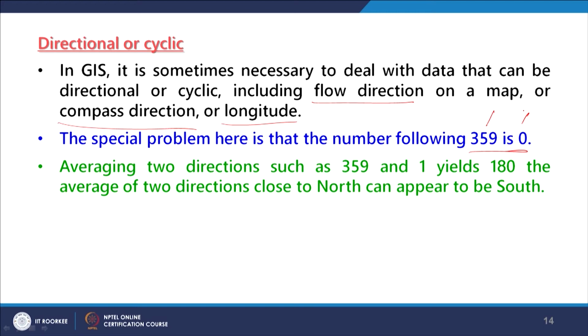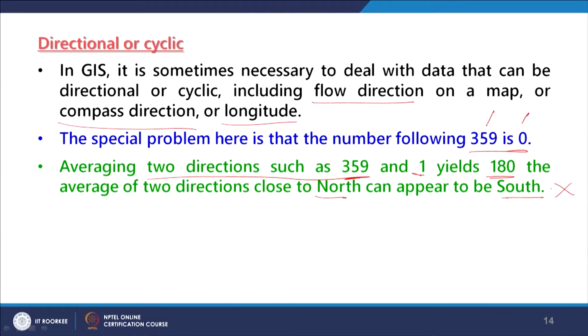So, one has to be very, very careful with directional data, and that is why I mentioned that in the field itself the characteristics of the field should have prior information about what kind of data is going to come in that column or in that database field. So, averaging two directions such as 359 and 1 yields 180, that means south, but basically we know it is directional data. So, 359 plus 1 equal to 0, and that means 360 degree, and it is north, not the south. So, one has to be very careful with the directional data.